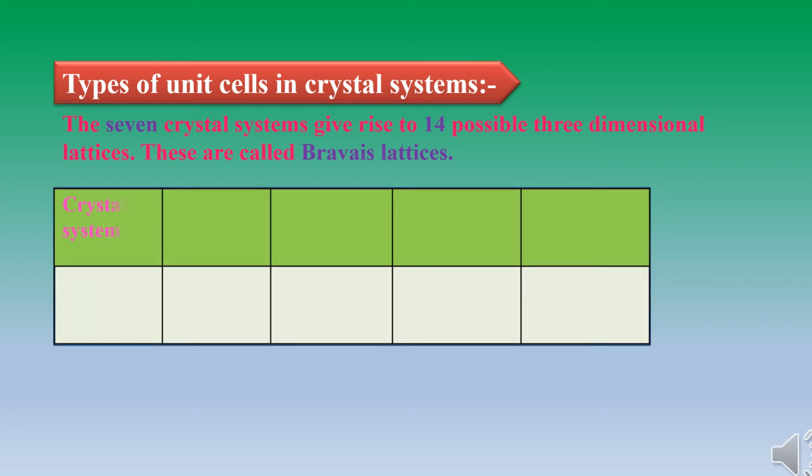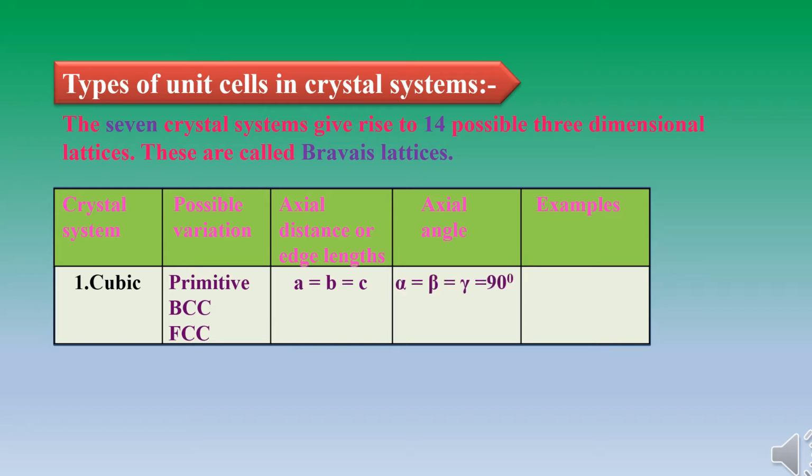Let us consider one by one the crystal system, possible variation, axial distance or edge length, axial angle, and example. First one is cubic crystal system. Here the possible variation it can have is primitive, that means simple unit cell, BCC body centered unit cell, FCC face centered unit cell. Axial distance, here A is equals to B is equals to C, all sides are equal.